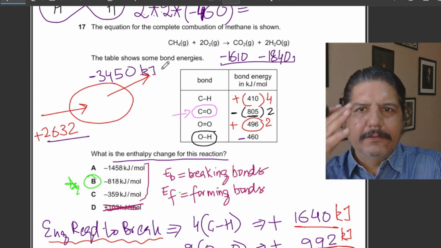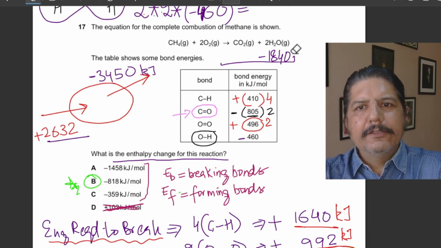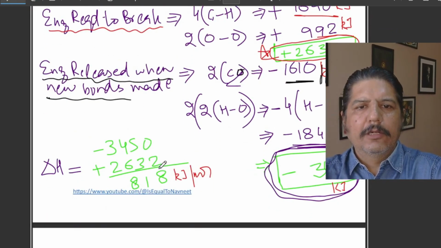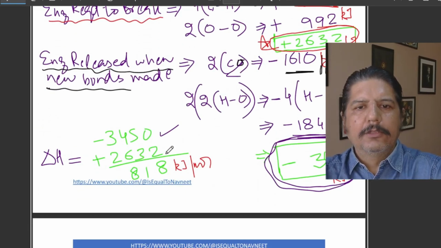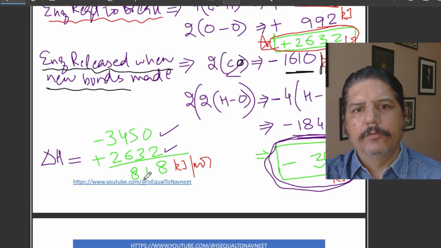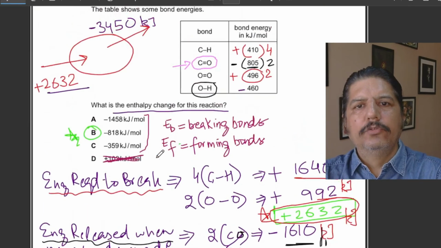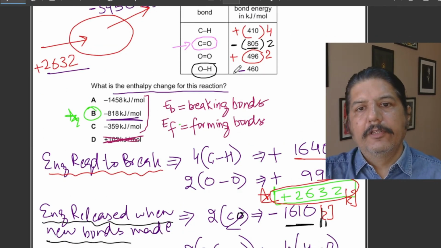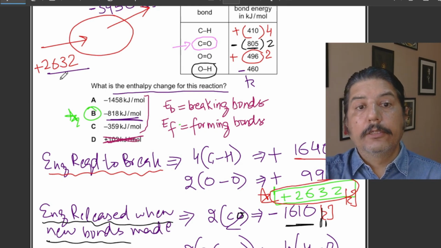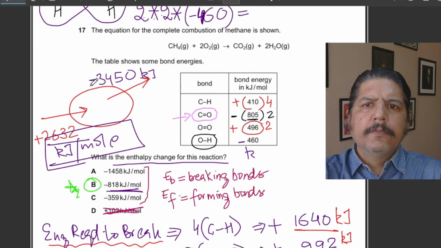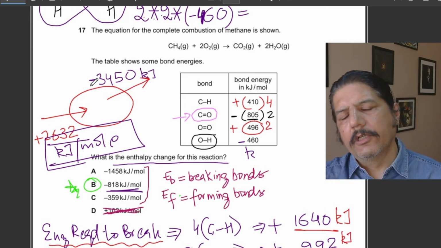So if you see the net, as we had predicted, net energy is released in the system. And we just have to calculate minus 3450 plus 2632. So that is minus 818 kilojoule per mole. Always remember that the unit of enthalpy is kilojoule per mole. So this is the energy which is released from the system. And of course, when we started the question, this is what we had expected.